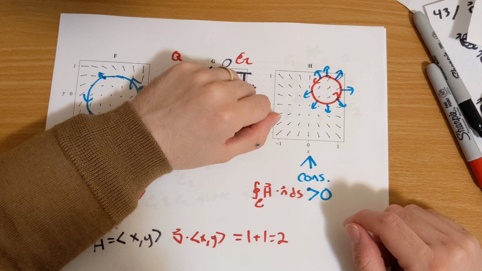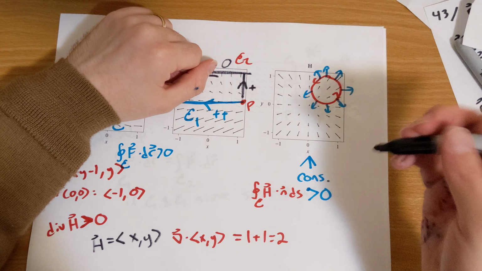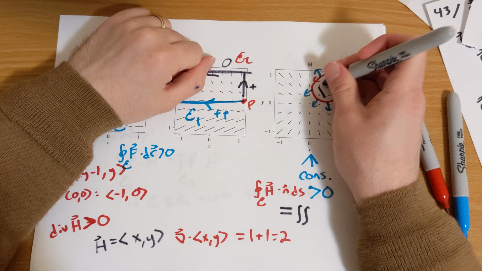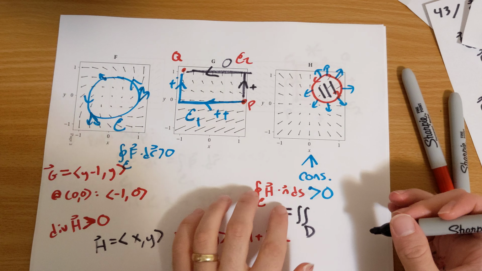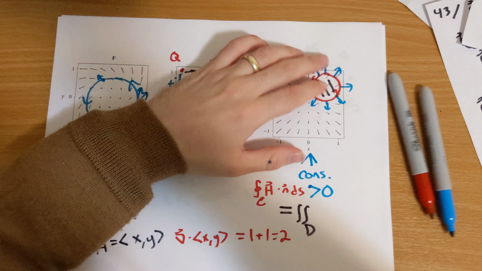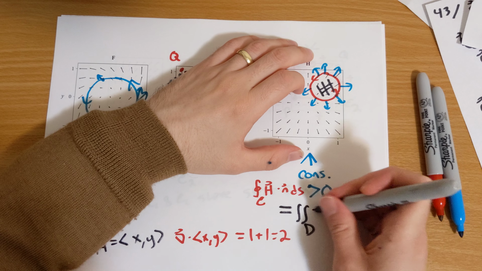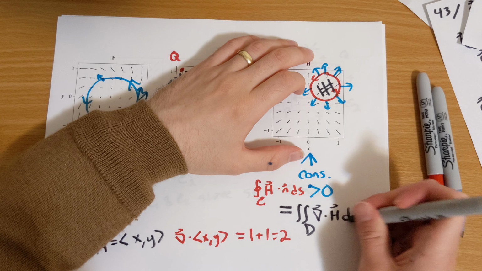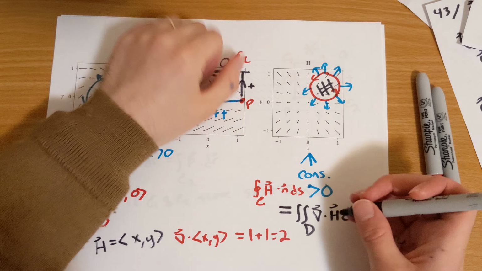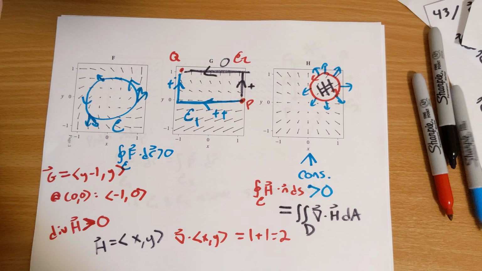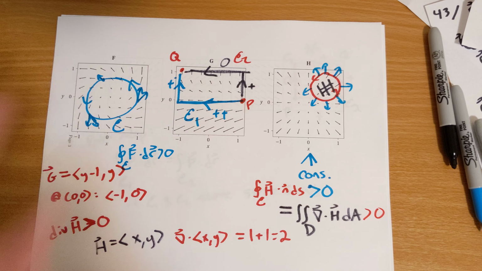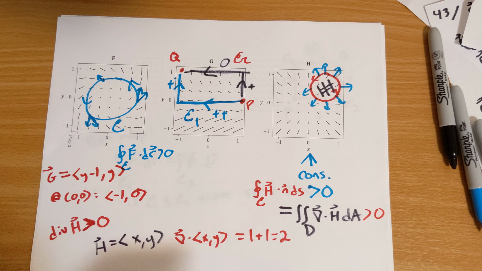We can also use the flux divergence form of Green's theorem here. It will say the flux of H over this closed curve C is equal to the double integral over the region inside here of the divergence of H. But we just said the divergence of H is always positive. It's some positive constant here. That was part C. And so if we're always integrating something that's always positive, this integral is going to be positive. That's another way to get there.